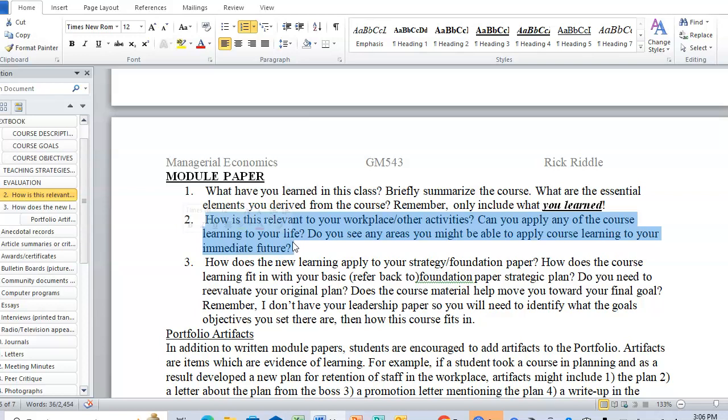Part 2, how does this class apply to your workplace and or other activities? So how can you apply the concepts that you learned in this class to a personal hobby, to understanding news headlines, to your job, to your personal life, like investing, for example, for retirement, anything like that, right? And do you see any areas that you might be able to apply the course learning in the future, right?